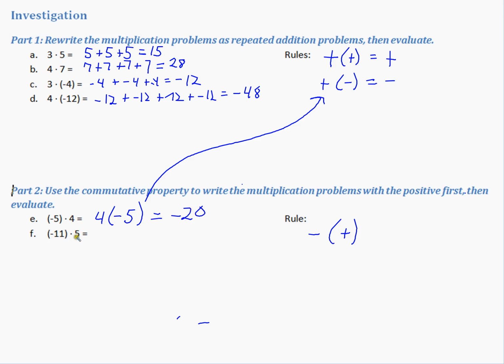This one, using commutative, switch the order, we have 5 times negative 11.